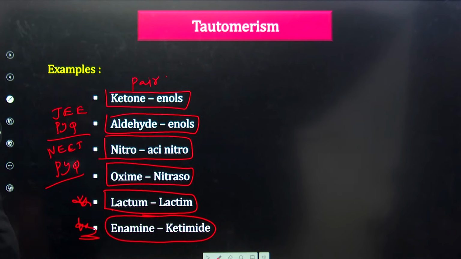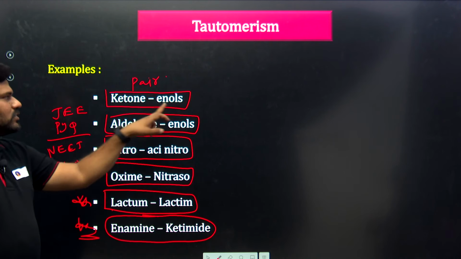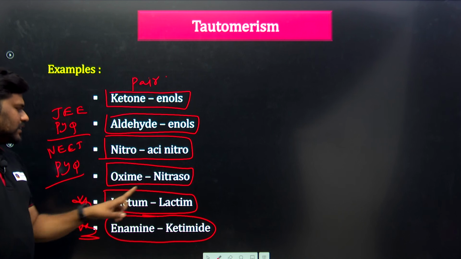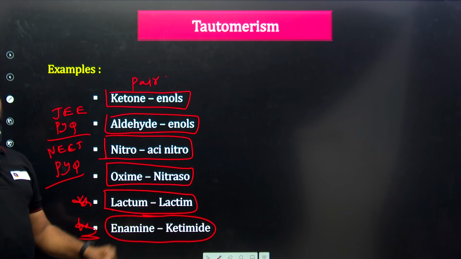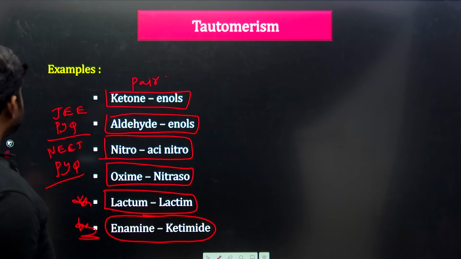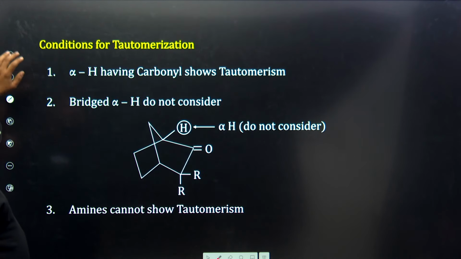So again I am repeating, tautomeric pairs are 6: ketone and enol, aldehyde and enol, nitro and aci-nitro, oxime and nitroso, lactam and lactim, enamine and ketimine. So a total of 6 pairs you have to remember. Definitely you will get one bit from this. And another type of question they will ask like this.